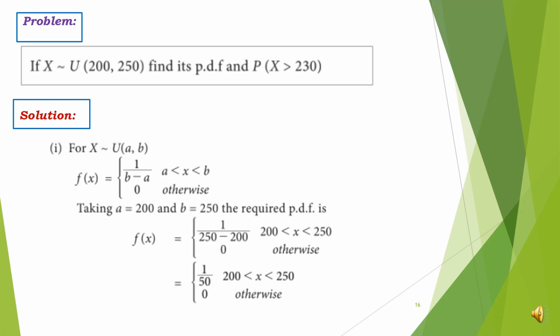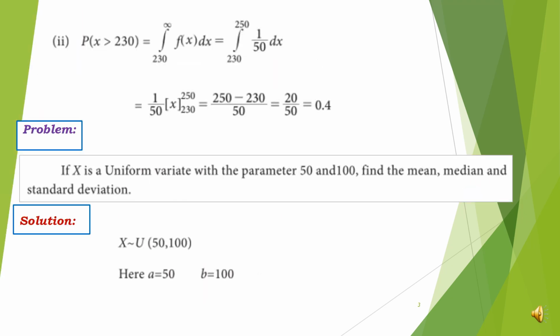This slide presents another example problem to strengthen understanding. Practicing multiple problems helps in mastering the concept of uniform distribution and continuous probability. Here the range of x from 200 to 250 is given. As in the previous problems, we will find the probability density function and calculate the probability that x is greater than 230. The same as the previous problems.